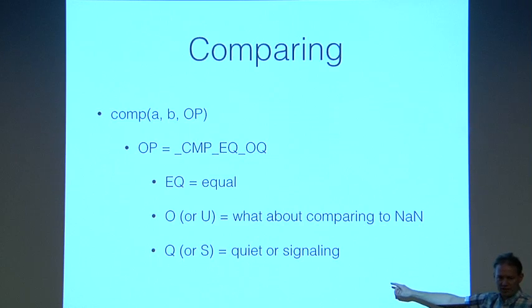And the other one is quiet versus signaling. Signaling indicates that if you compare to NaN, then it's an error, if either of them contains a NaN. You almost always just want to use quiet, probably, maybe. It's basically, can you detect when there's a not a number value? Everyone familiar with NaN, not a number? 1.0 over 0 is not a number. It doesn't know what to do, so it uses a special representation. Okay.